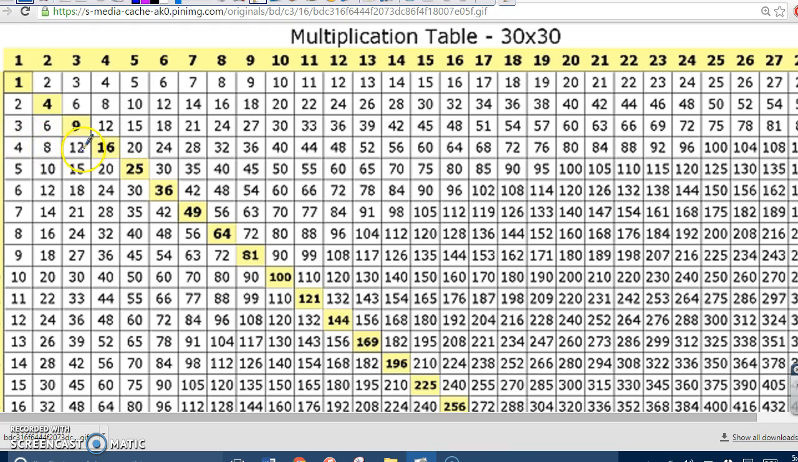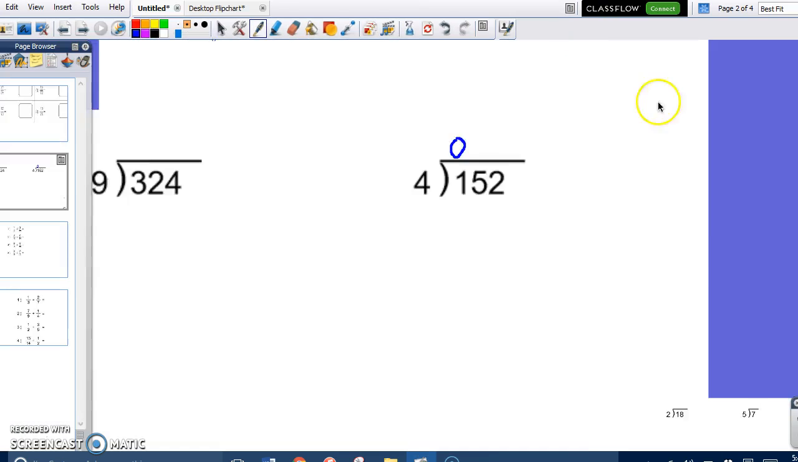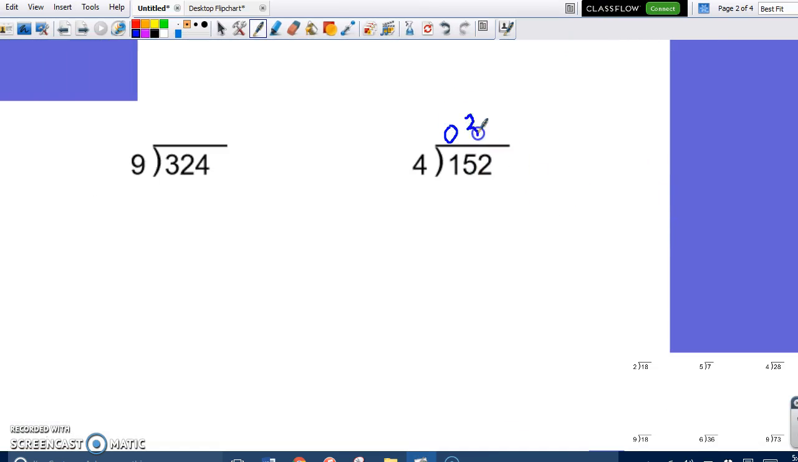4, 15. 16 is too much. So I'm going to have to stick with 3 because 4 times 3 is 12. Okay, so it will go in 3 times. Remember to multiply: 3 times 4, 4 times 3 is 12. Subtract, multiply and subtract. Okay, so here I have 15 minus 12. 12, 13, 14, 15, 3.